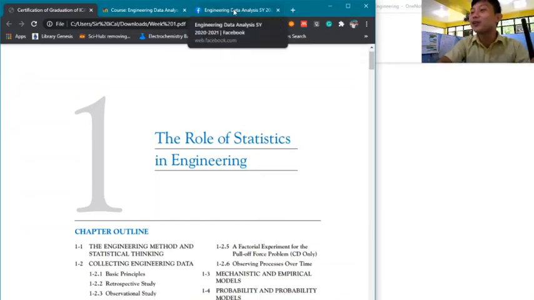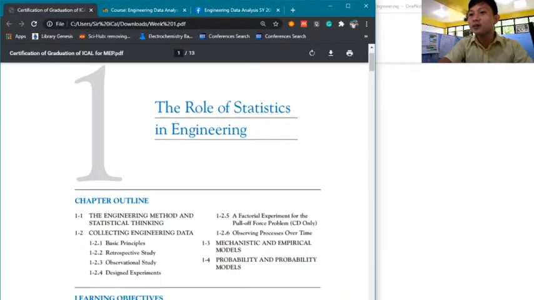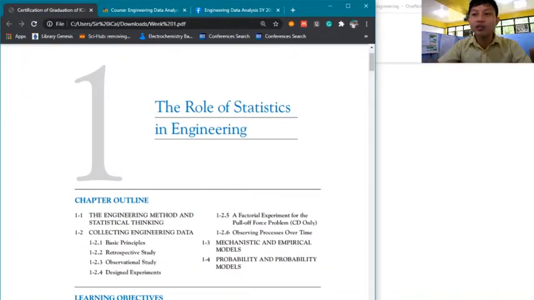Okay, fine. So for the overview, we're going to know what methods engineers use to collect engineering data. Also here, we're going to have an overview about the basic principles, again, retrospective study, observational, design experiments, and so on.